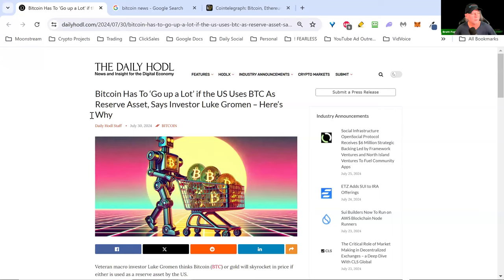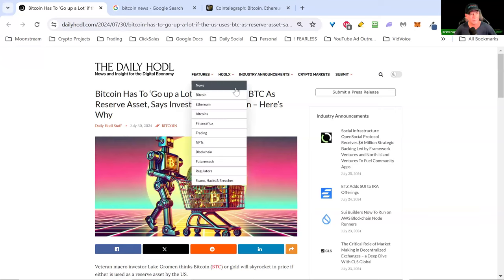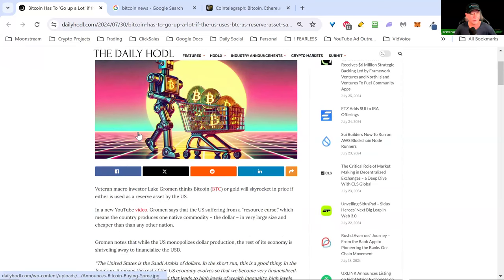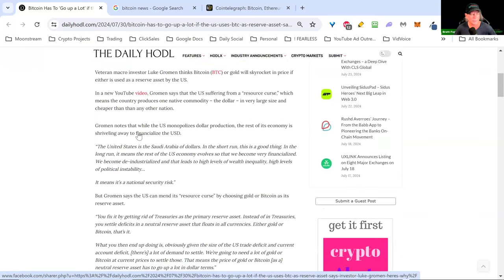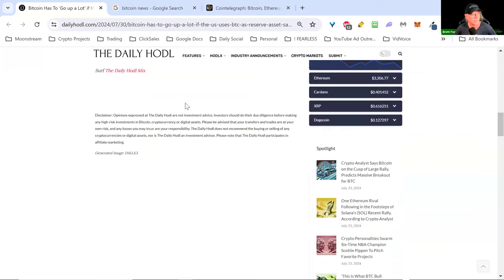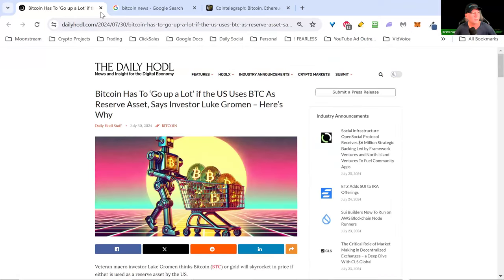I wanted to talk about this: Bitcoin has to go up a lot if the US uses Bitcoin as a reserve asset. Guys, this is exciting, but it could be years down the road. This doesn't happen overnight or with a stroke of a pen. So park that in the back of your mind: that would be great, but it's not happening anytime soon. Again, these are all opinions, and I tend to follow only a few people that I really trust.